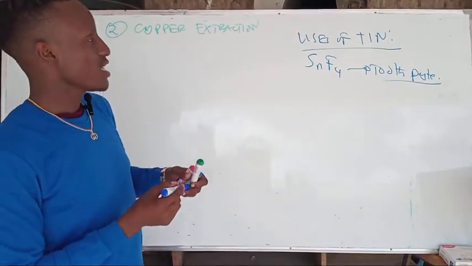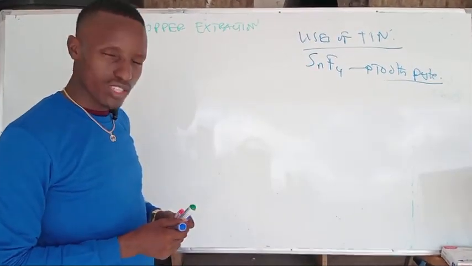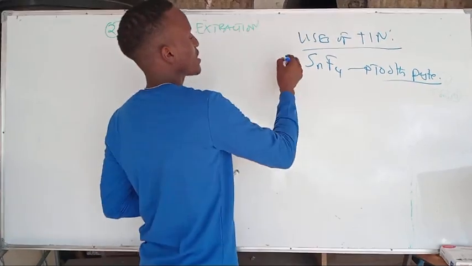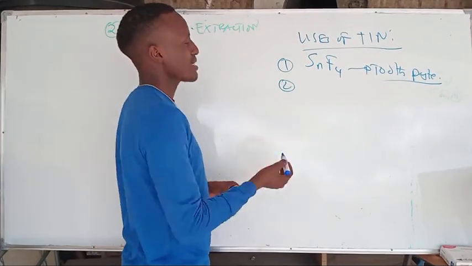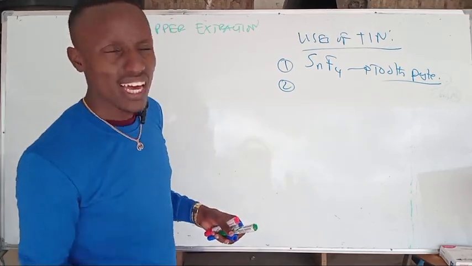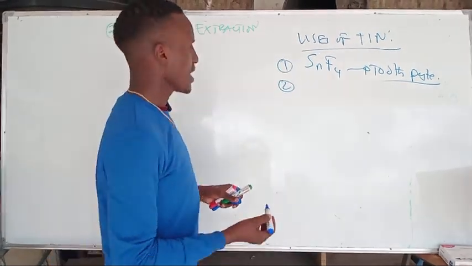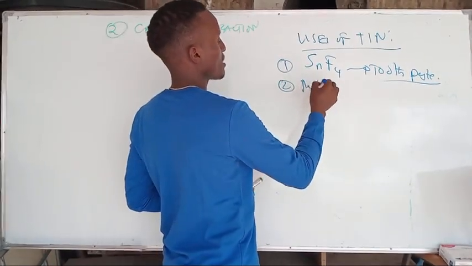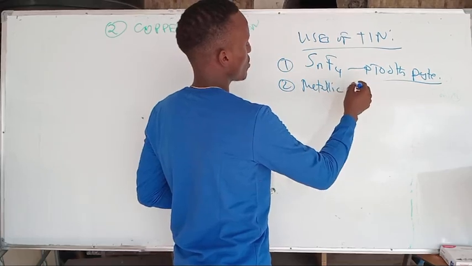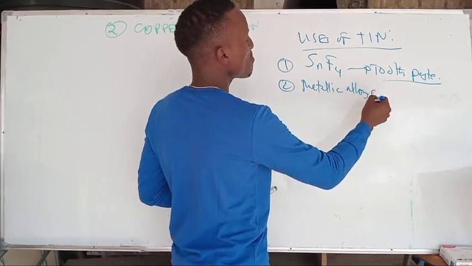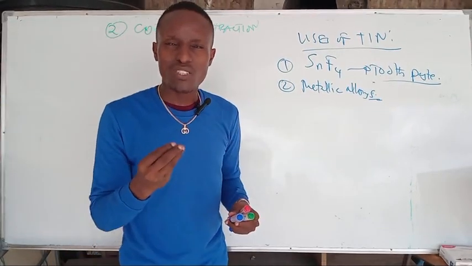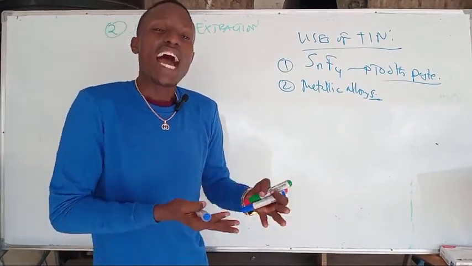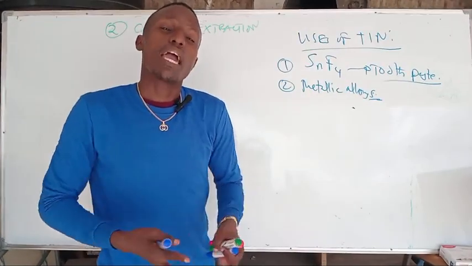Toothpaste. This is most used in the manufacture of toothpaste. The second thing is that tin is also used to manufacture metallic alloys, like bronze and solder, which are composed of tin. Metallic alloys are very important because they improve the physical properties of the metal. You can find it highly conductive because it's a metallic alloy.